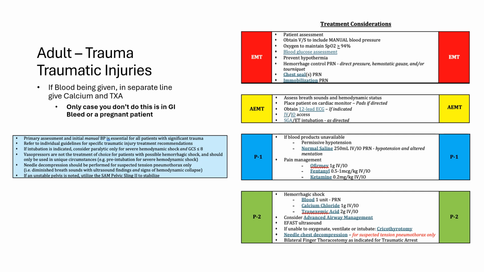Traumatic injuries, hemorrhagic shock. If you're giving blood, we're going to give calcium and TXA. Now, who are the 2 patients we don't give TXA to? The big ones that we think about. One is going to be your GI bleeds. There's no use of TXA. Recommendations, okay? Everybody got that? Yeah. All right, next slide.